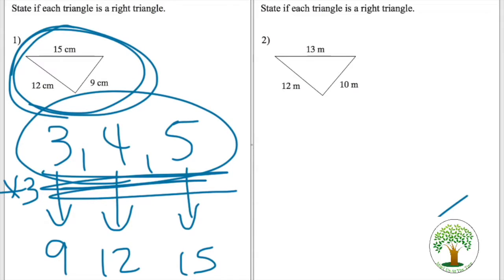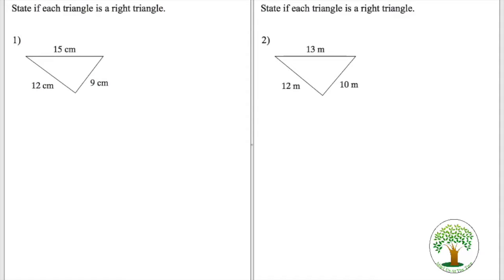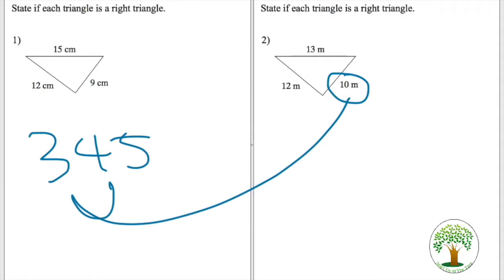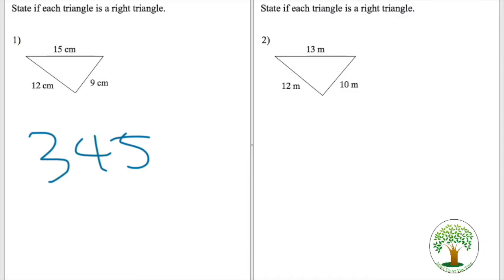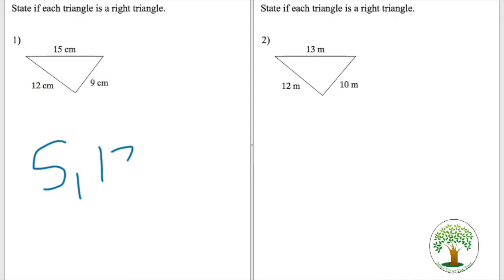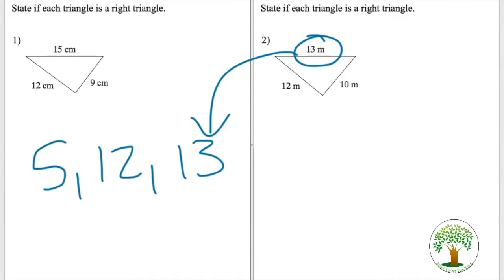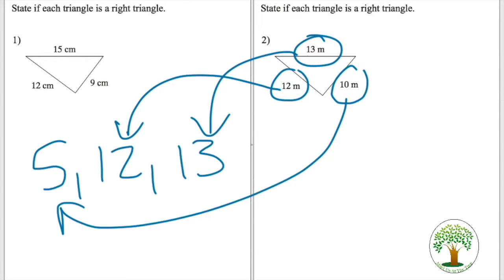Let's do number 2 now. Number 2, is this a right triangle? Well, let's first check, is it a 3, 4, 5? Well, 10 times anything doesn't equal 3 or 4, so no. Okay, so maybe it's a 5, 12, 13. Well, I have a 13, yes, and I have a 12, yes, but this 10 does not work. I'm not even thinking that it's a right triangle, but I want to just double check. Maybe I just don't know this Pythagorean triple. So we're going to double check.